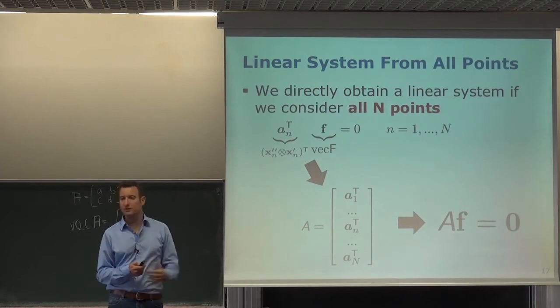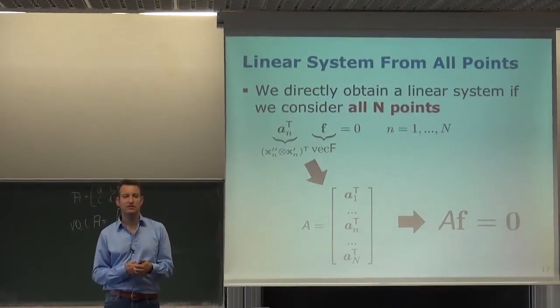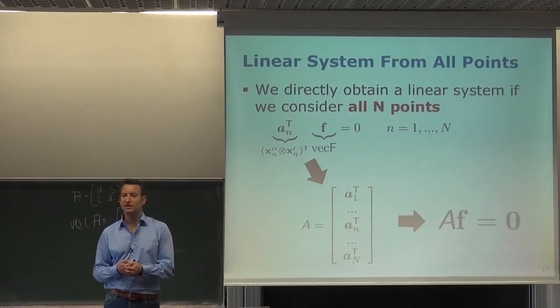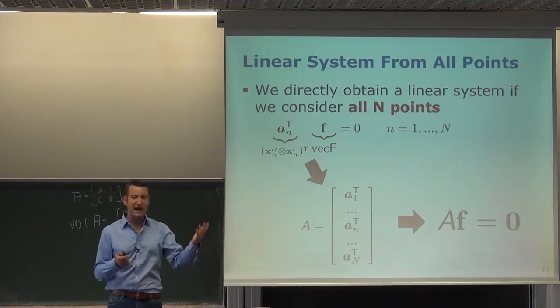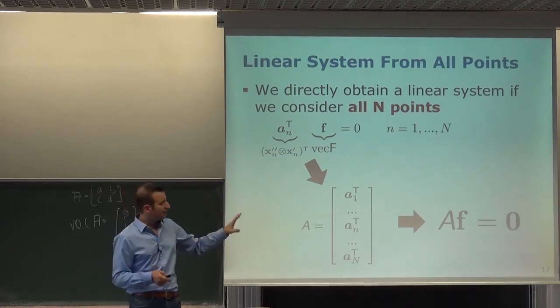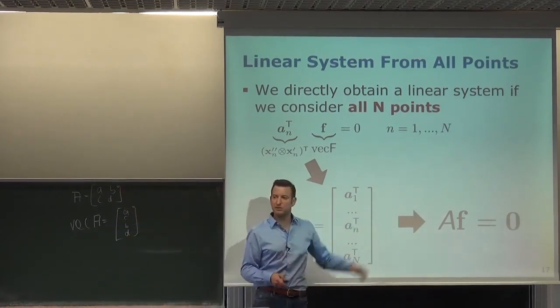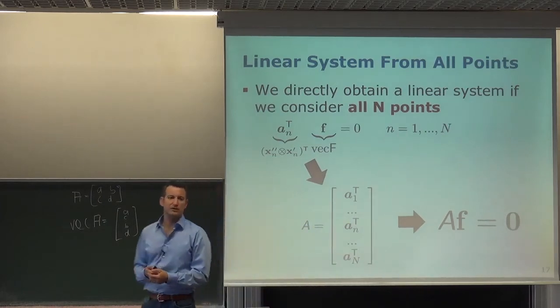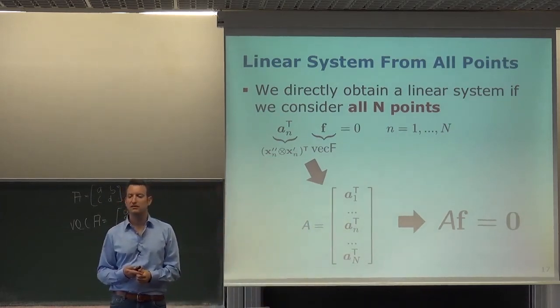So how do I solve such a system of linear equations? How can I do that? This type of equation, Ax equals b, or in this case Af equals 0, because f are the unknowns and not x, as is typically the case.